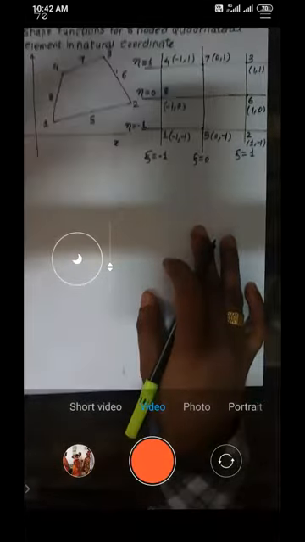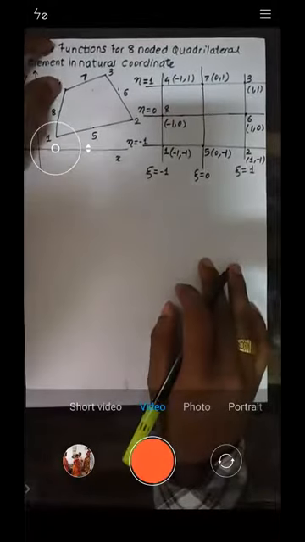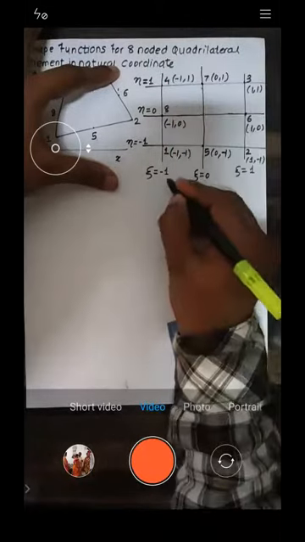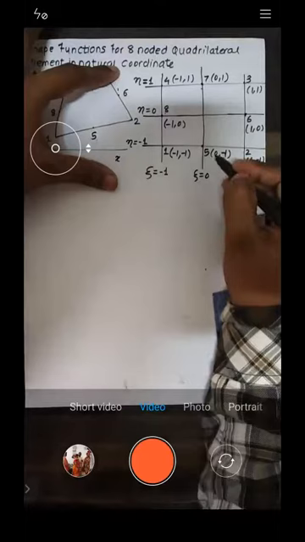Is it okay with this one? Now see, all of you. If you see this line, zeta is equal to -1, so you will get zeta -1, zeta -1, zeta -1. If you see this line, zeta is equal to 0, so you will get zeta 0. If you see this line, zeta is equal to 1, that is, this is 1, this is 1, and this is 1.